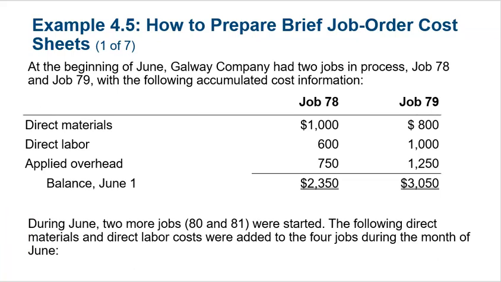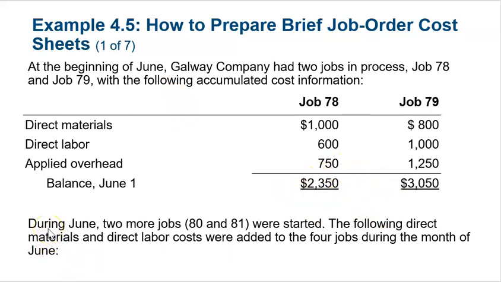It looks like we're dealing with the beginning of the month of June, and Galway Company had two jobs in process. They had job number 78 and job number 79 with the following accumulated cost information. We've got some detail here for these two jobs, and a balance for job 78 and job 79. I want you to understand that these are jobs that were started at some point prior to the month of June, not in June. So these are beginning balances.